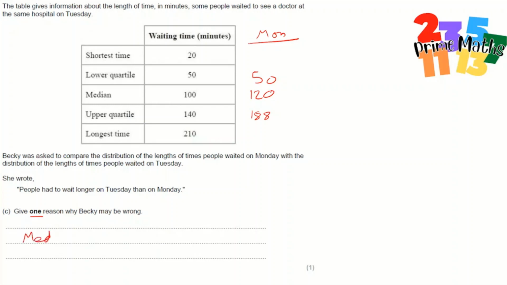The median on Monday was higher. You could have also talked about an outlier where there might only have been one person waiting 210 minutes. You could have said we don't know how long people were waiting between the times, or you could have said that the upper quartile was lower on Tuesday and higher on Monday as well.